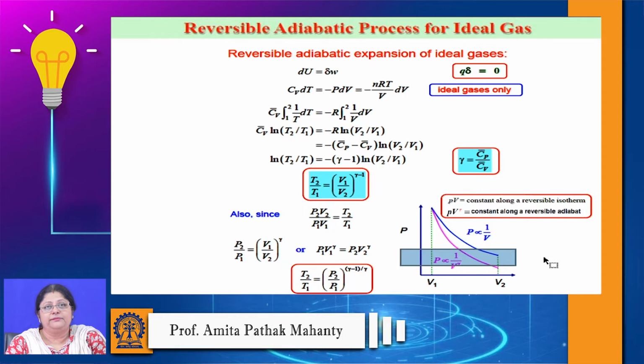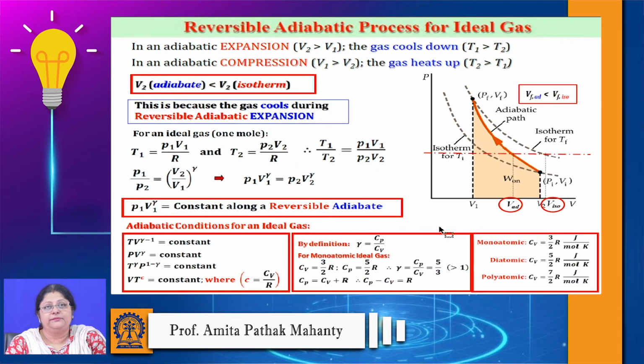So for the volume change starting from the same initial state to a particular fixed pressure, you will see that the final volume associated with the isotherm is going to be higher than that of the adiabat. This is because the gas cools during the reversible adiabatic expansion. So these are the expressions you have.